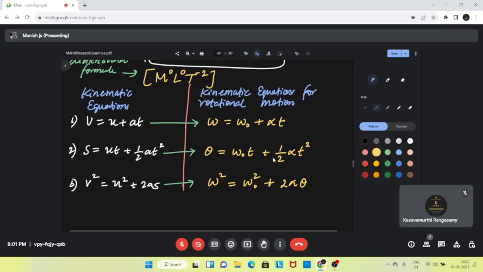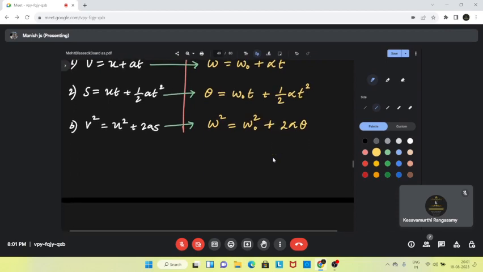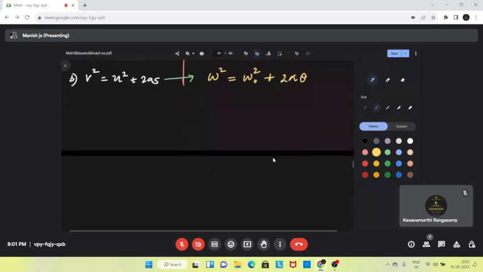Okay, so now we are moving on. Let's go to the next part. The next concept is very interesting. We call it torque. Has anyone heard about this term called torque?